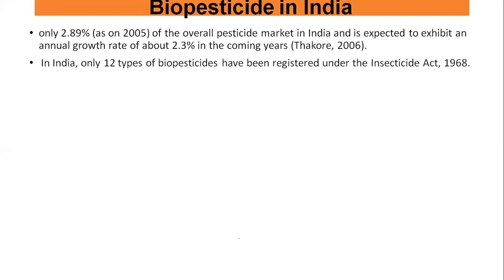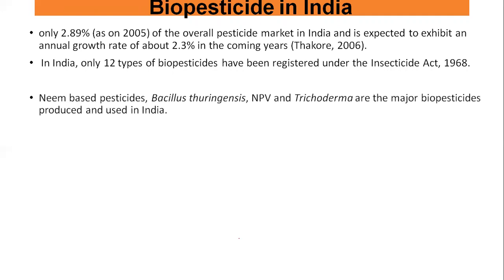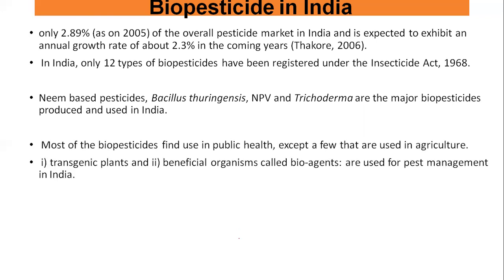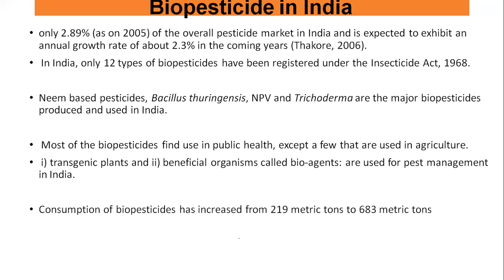In India, only 12 types of biopesticide have been registered under the Insecticide Act of 1968. Some of these botanical pesticides like neem-based pesticide, Bacillus thuringiensis, that is a bacterium, some viral biopesticide like NPV, and some fungal, that is Trichoderma, are the major biopesticides produced and used in India against many diseases and pests. Most of the biopesticides find use in public health, and except a few, they are used in agriculture.